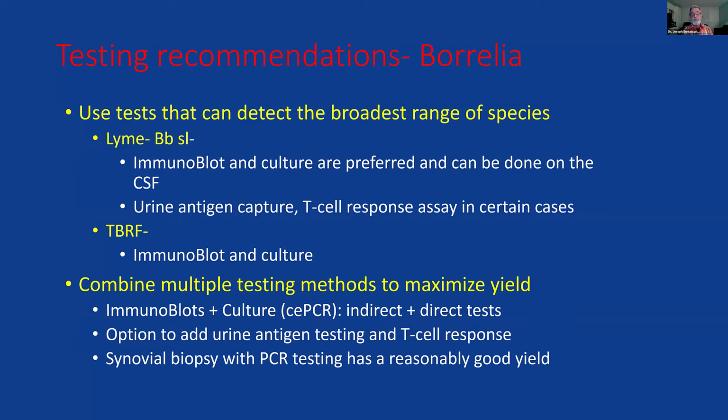So it's been found that by combining an indirect test like that with a direct test like a culture in Lyme really increases the yield. So if you have a patient in whom you really want to firm up the diagnosis, you definitely want to combine different methods, direct and indirect. And again, you have the option to add antigen testing for the urine and T-cell response assay, and even biopsies of different tissues.